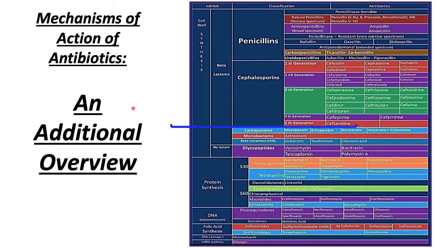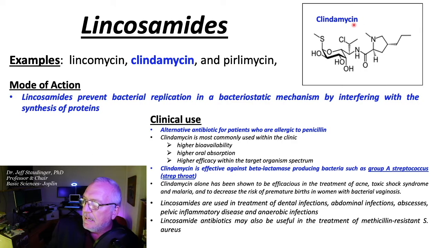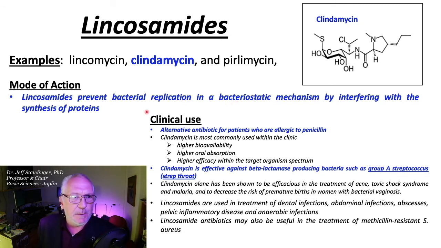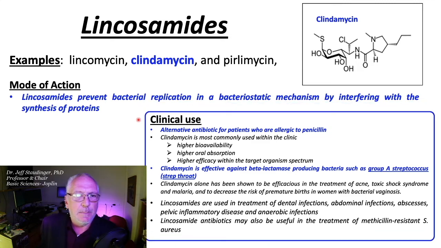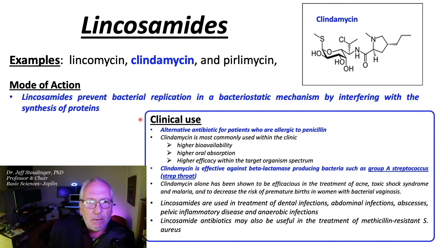I'd like to take a closer look at lincosamides. Lincosamides include clindamycin, the structure of which is shown here. Other lincosamides include lincomycin and pirlimycin. They prevent bacterial replication in a bacteriostatic mechanism by interfering with the synthesis of proteins. It's important to note that their clinical use is as alternative antibiotics for patients who are allergic to penicillin. Clindamycin in particular is effective against beta-lactamase producing bacteria such as group A Streptococcus, which causes strep throat.